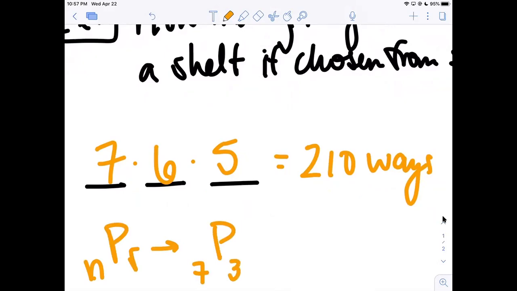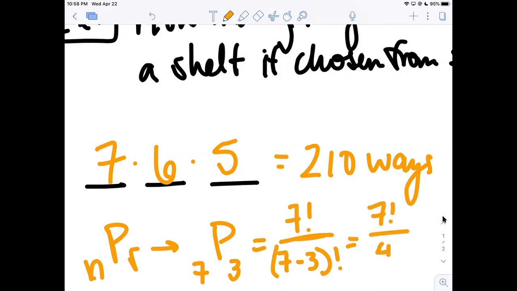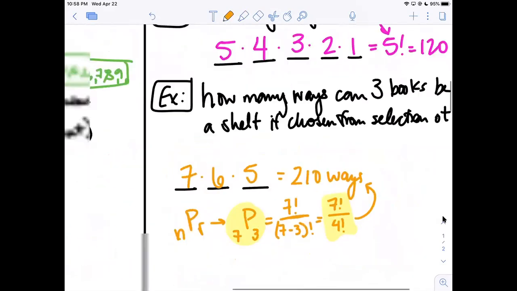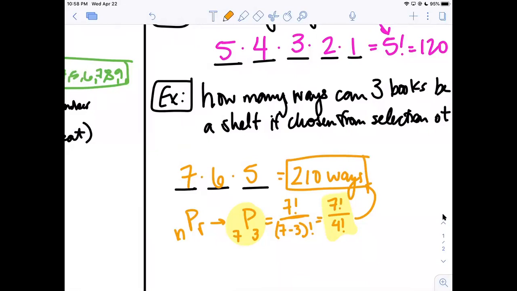So 7P3, you can think of that as 7 factorial over (7 minus 3) factorial, which is 7 factorial over 4 factorial. You can plug this into your calculator. Again, if you don't know how to do that, maybe I'll make you a video for today or for tomorrow. Or you can do 7 times 6 times 5 times 4 times 3 times 2 times 1 divided by 4 times 3 times 2 times 1. Or you can do it by hand, which I think is the easier way. And those give you the same answer. Okay, so a bunch of different ways to get to the same answer of 210 ways to order those books.